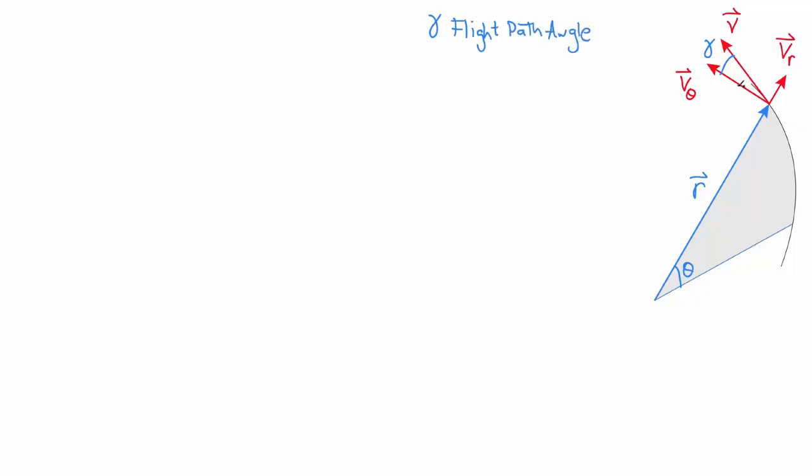This is an important angle because we need to consider at times the orientation of the spacecraft. And we're going to do that with respect to these two axes, VR and v theta. And v theta is also known as the local horizontal. In other words, it's perpendicular to the radius vector.